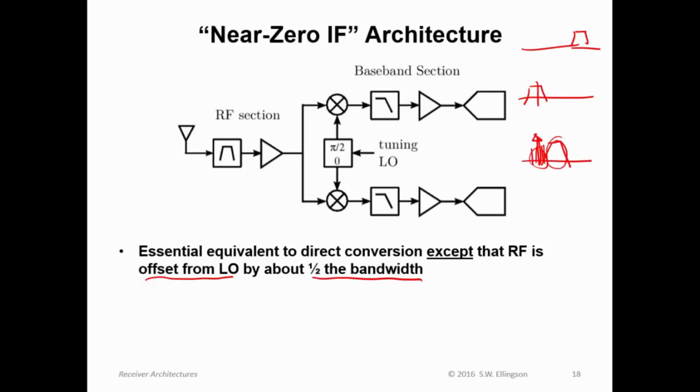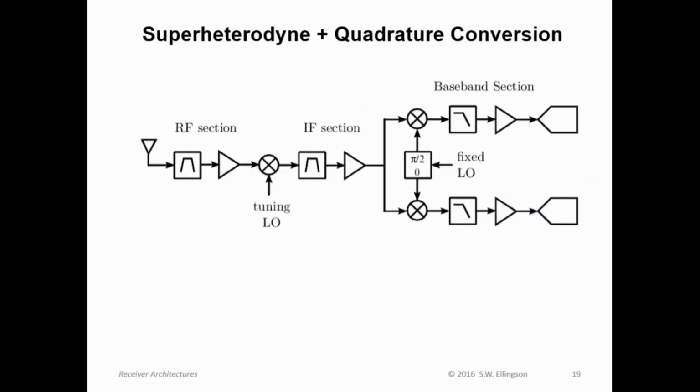And this has a lot of advantages, especially since these days it's not much difficulty to do that final shift of the signal to zero IF using DSP. Finally, let me show you a scheme that combines all the advantages of superheterodyne architecture and all the advantages of direct conversion architecture, and that's superhet plus quadrature conversion.